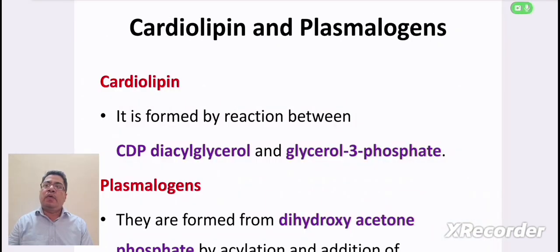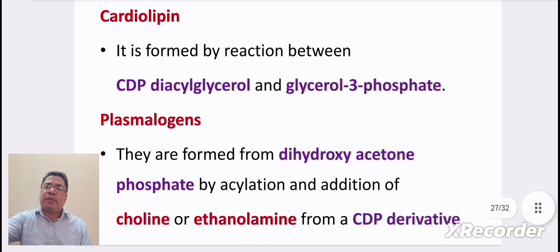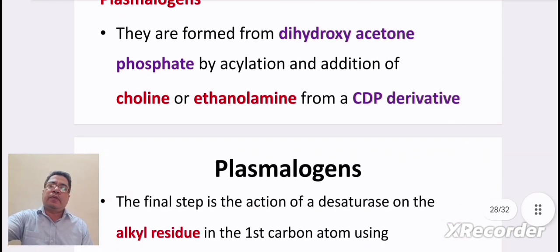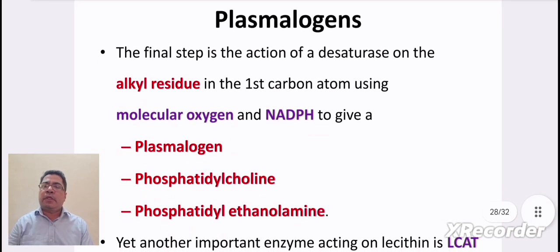In this diagram, we can see cardiolipin and plasmalogens. Cardiolipin is formed by reaction between CDP diacylglycerol and glycerol 3-phosphate. Plasmalogens are formed from dihydroxyacetone phosphate by acylation and addition of choline and ethanolamine to form a CDP derivative. The final step in the reaction desaturates the alkyl residue at the first carbon atom, using molecular oxygen and NADPH to give a plasmalogen, phosphatidylcholine and phosphatidylethanolamine.